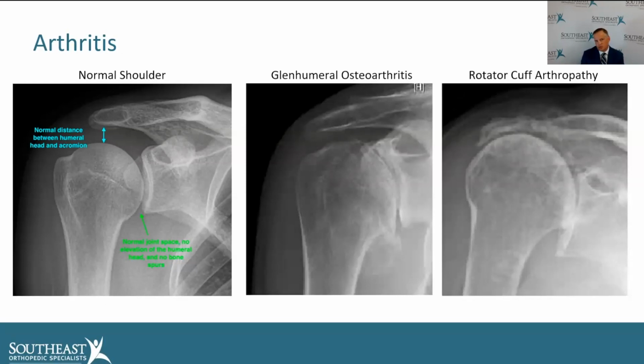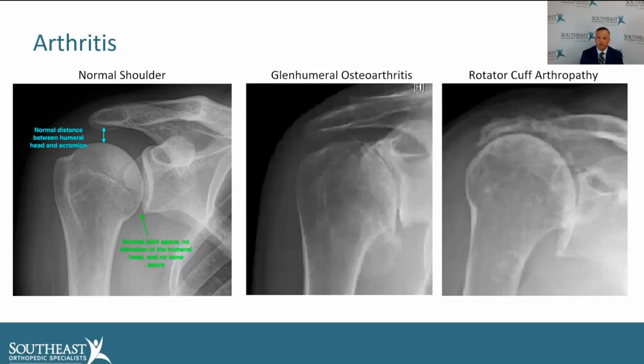If you look at the normal shoulder that I have here on the left side of the screen, you can see that the normal joint is pretty well preserved. The humeral head is a ball. It's sitting on top of the glenoid. This is a good looking joint. You also notice that the humeral head is a sufficient distance underneath the acromion, which is the part of the shoulder blade there, indicated by the blue arrow.